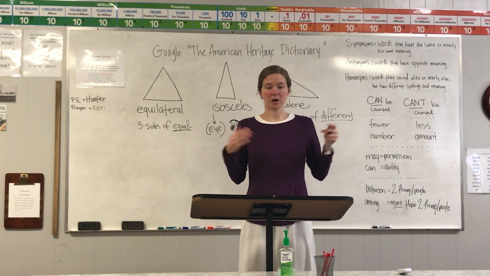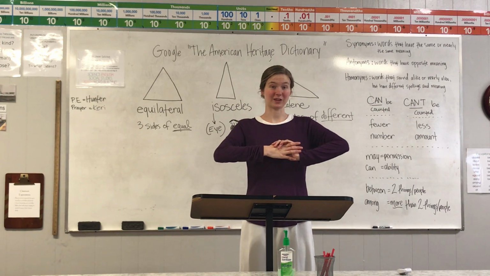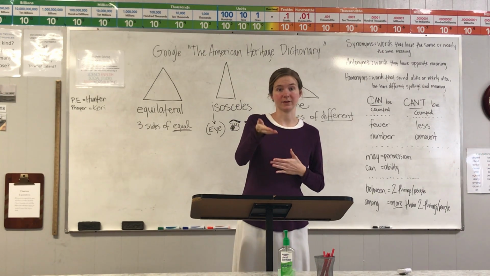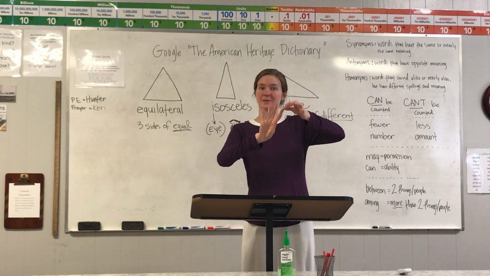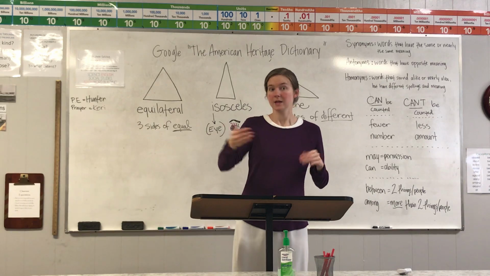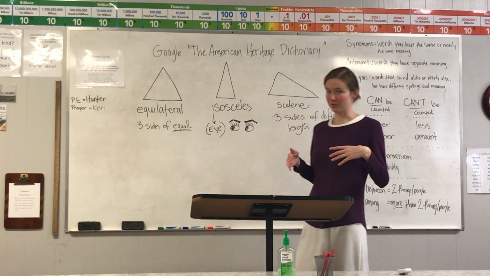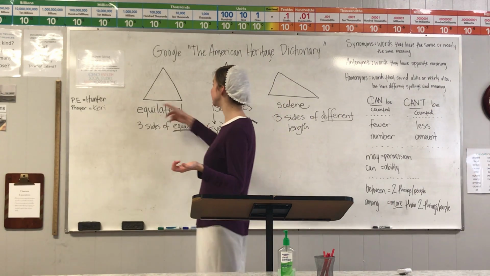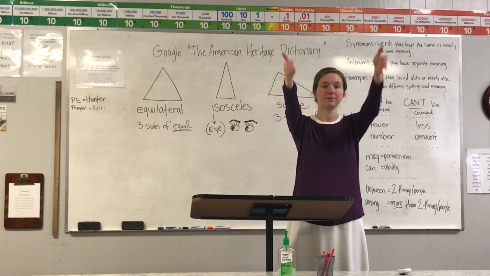We classify triangles 3 ways, and we classify them by looking at their sides again. We classify shapes that have 4 sides the same way by looking at their sides. So let's look at the 3 types of triangles that we're going to be talking about. The first one is equilateral. Say it with me. Equilateral.